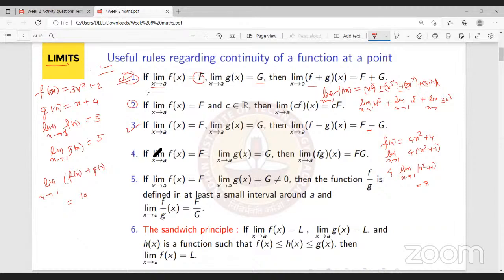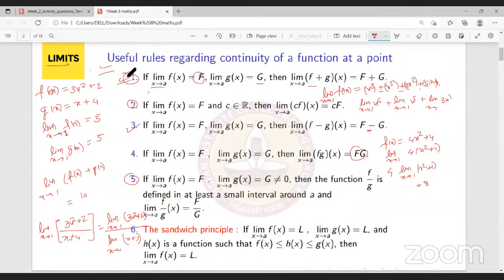And this is the product rule. If I want to take the limit of f of x into g of x, I can transfer the limit to the individual functions, right? And the same for the quotient rule. Say we take these two functions, 3x square plus 2 upon x plus 4. The limit as x tends to 1 can be transferred to the numerator and denominator, so it is equivalent to limit as x tends to 1 of 3x square plus 2 upon limit as x tends to 1 of x plus 4. So these are some properties.